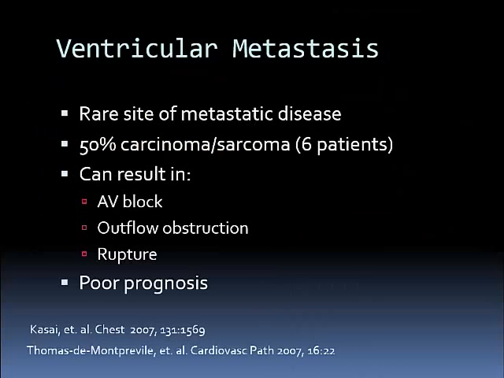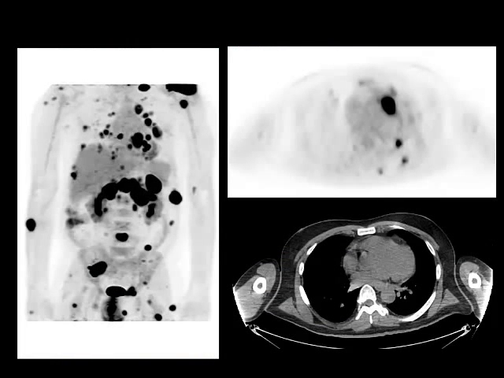So ventricular metastases are a rare site of metastatic disease, but about 50% of these occur in patients with carcinoma, and about 50% occur from metastatic sarcoma. They can result in many different adverse outcomes, but the most common of which are AV block, outflow obstruction, or ventricular rupture. And as you would expect, these generally have quite a poor prognosis. I'll just show you a couple of case examples.